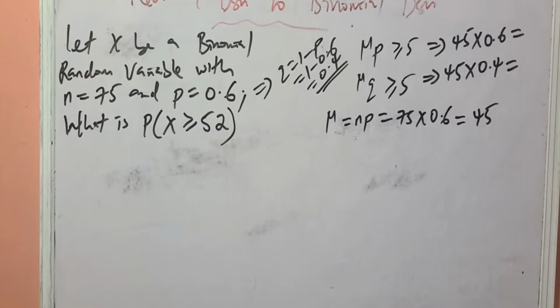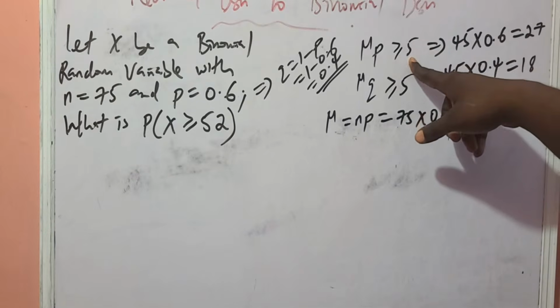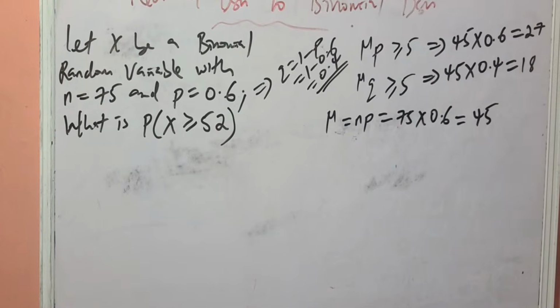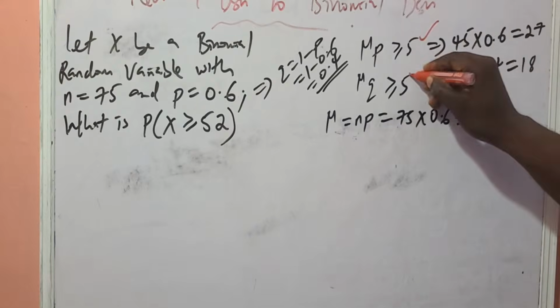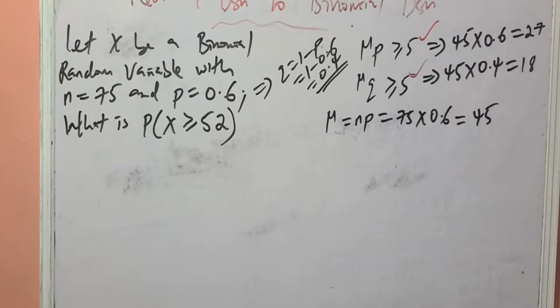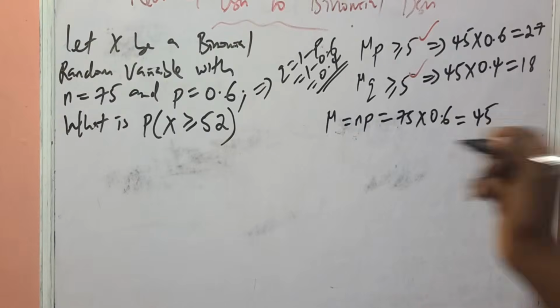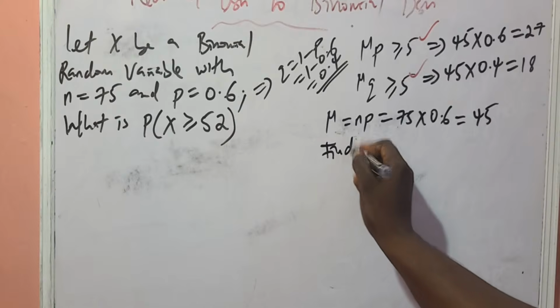Of course, 45 times 0.6 is 27, and 45 times 0.4 is 18. All right. So if you look at this now, you can see that the criteria for it being greater than or equal to 5 is met already. So we can check that, and we know this is done. All right. So the next thing now is for us to go on to find our mean and standard deviation.